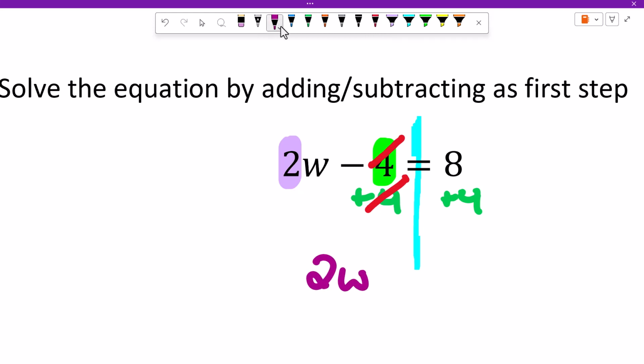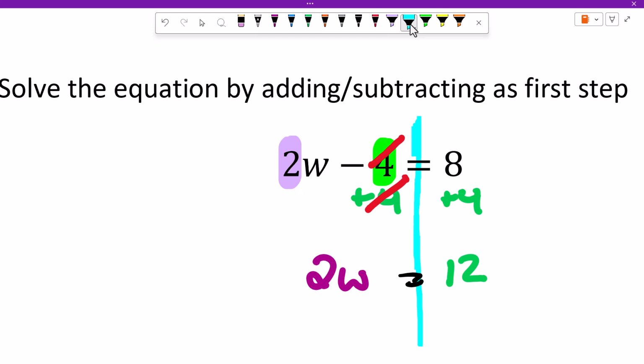And what do we have on the other side? 12. 8 and the 4 need to combine together. Okay? So, don't work left to right. Work vertically. Keep the left side on the left side, the right side on the right side. That way you don't confuse the two sides. We still cover this side up.